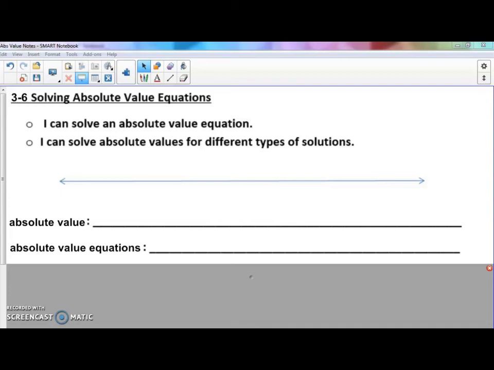Welcome to our next lesson, 3-6 absolute value equations. Go ahead and put your name in the top right hand corner, and today's date.